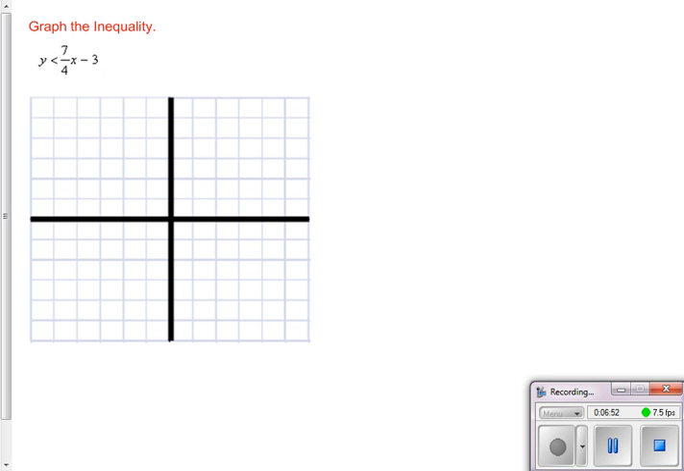Last and final example, example 3. Why don't you go ahead and give it a shot. Step 1, pull out that slope and intercept. Come up with your plots. So pause the video and then check back in.